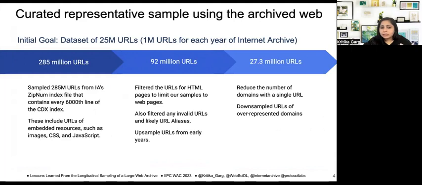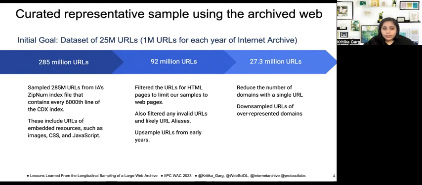We curated a representative sample using the archived web. We initially set out to create a sample of 25 million URLs with 1 million URLs first archived in each of 25 years of Internet Archive. We sampled 285 million URLs from Internet Archive's ZipNum index file, which includes URLs of embedded resources. We filtered them for web pages, more specifically valid HTML pages, which brings us down from 285 to 92 million. Then we downsampled further to 27 million by reducing the number of domains with single URL and URLs of overrepresented domains.